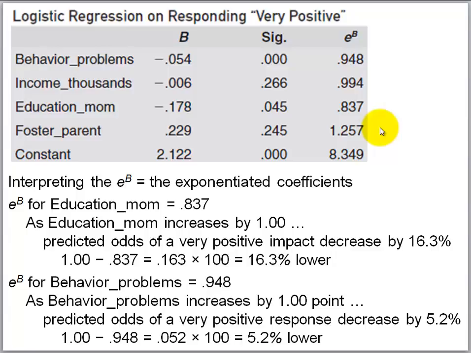So for foster parent, the EB coefficient is 1.257. Foster parent is coded with 1 for adoptive parents who were prior foster parents and 0 for others.